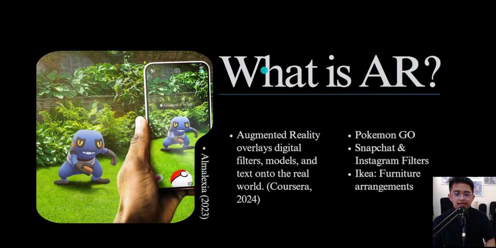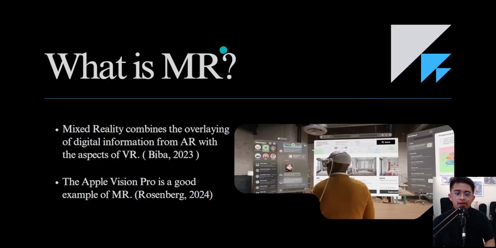Now we move on to AR. AR, according to Coursera, overlays digital filters, models, and text onto the real world. Examples of this are Pokemon Go, Snapchat, and Instagram filters, and the IKEA app, which in some countries features IKEA furniture arrangements. Now we have MR.